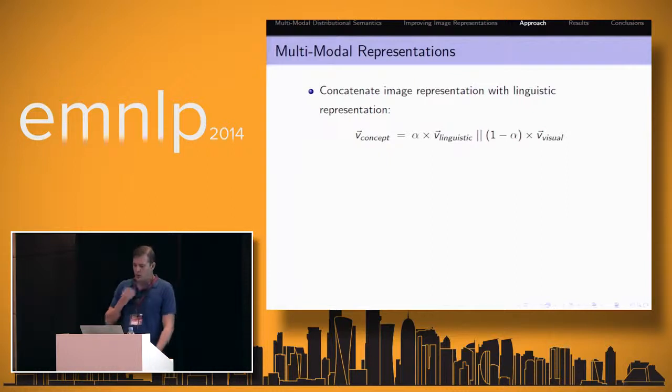Then finally, how to get a multimodal representation. So we take the image representation and we concatenate it with a linguistic representation. There's an alpha tuning parameter there that determines how much of which you want to include. So you can tune it a little bit to decide how you want to do your mixing, which is nice to have because sometimes you don't always want to include the visual information.